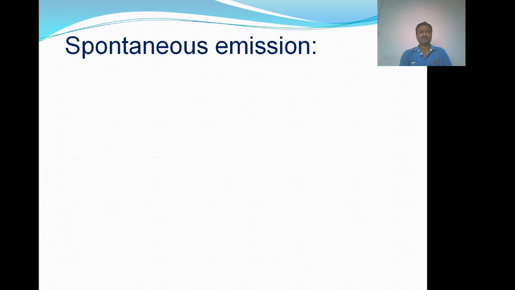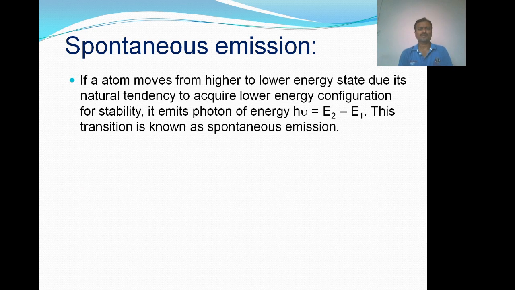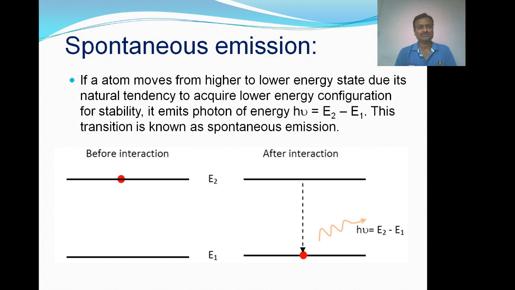Second one is spontaneous emission. If an atom moves from a higher to a lower energy state due to its natural tendency to acquire a lower energy configuration for stability, then it emits a photon of energy h nu equal to E2 minus E1, which is the energy difference between the higher and lower energy states. Such a transition is known as a spontaneous transition. Suppose due to stimulated absorption, the atom has moved from energy state E1 to E2 and is in energy state E2.